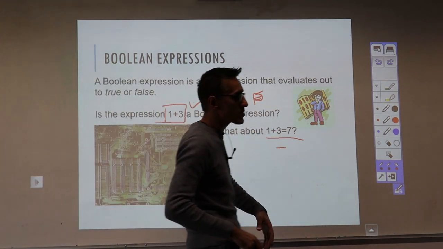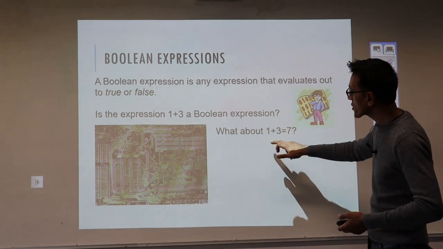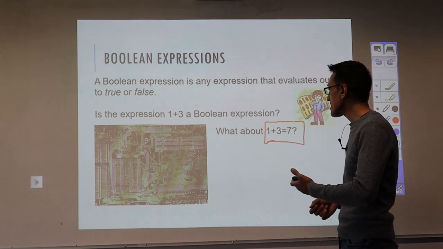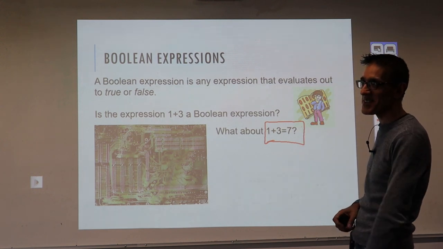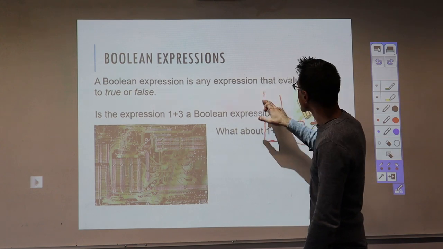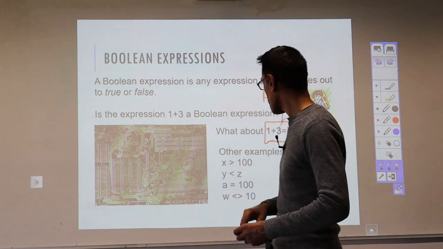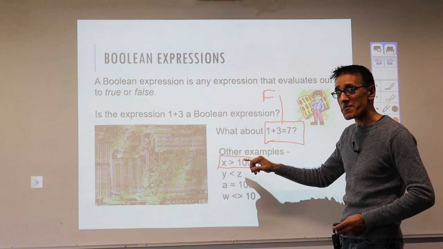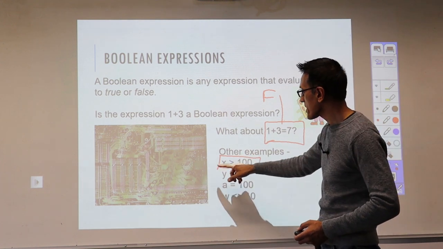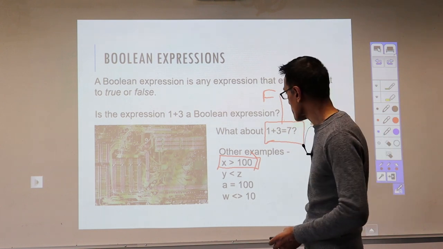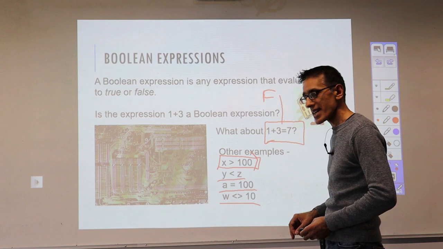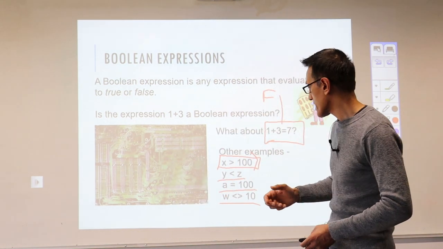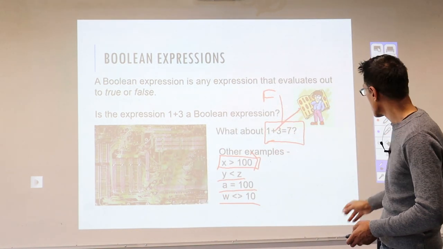This one here, 1 plus 3 equals 7. If you ask this as a question, 1 plus 3 equals 7, you would say no. 1 plus 3 does not equal 7. So this evaluates out to be false. What about some of these other examples? X greater than 100, true or false? We have to know what X is, of course, before we can evaluate whether this becomes true or false. But yes, all of these are Boolean expressions because as long as we know the values to fill in for those variables, we can turn these into either a true or a false.